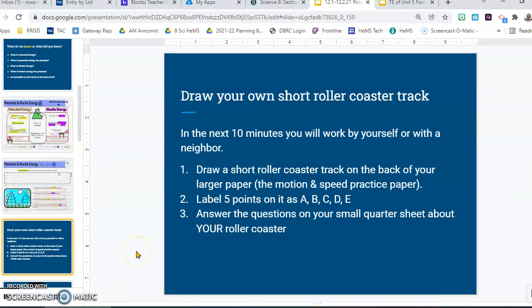Very proud of you. So on a half sheet of paper that I gave you, you're going to draw a short roller coaster track. You're going to spend the next 10 minutes working by yourself or with a neighbor. You're going to label 5 points, A, B, C, D, E. And on the quarter sheet we handed out in class, you will then answer those questions about your roller coaster.